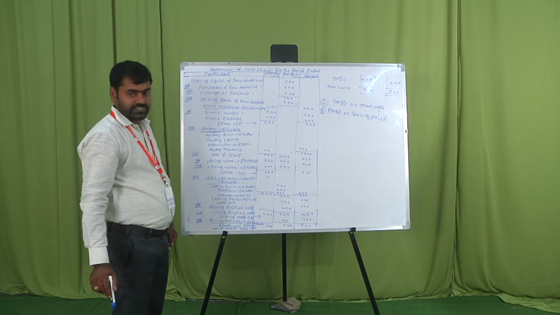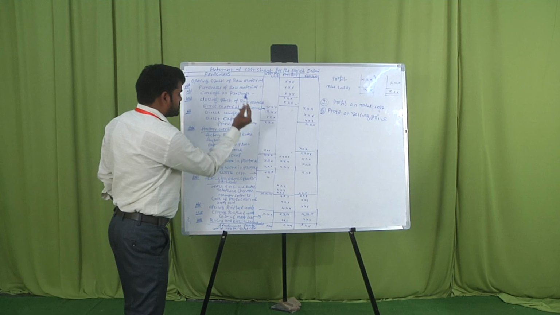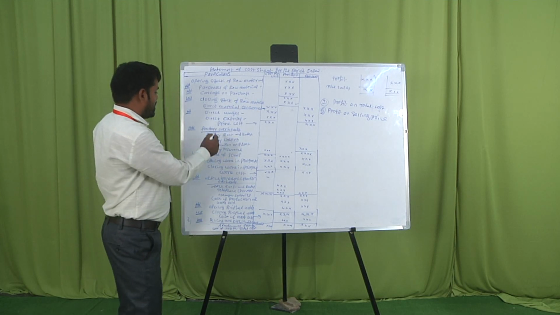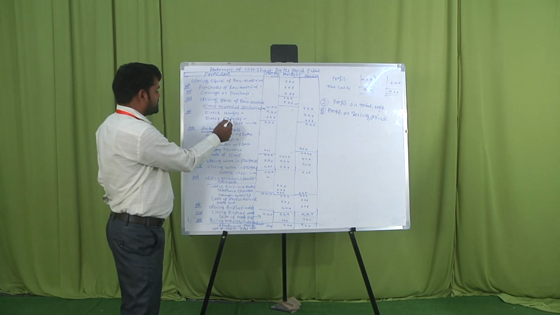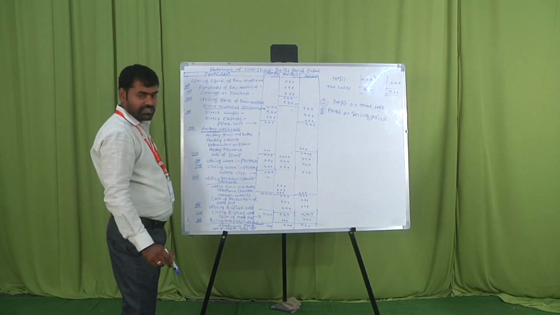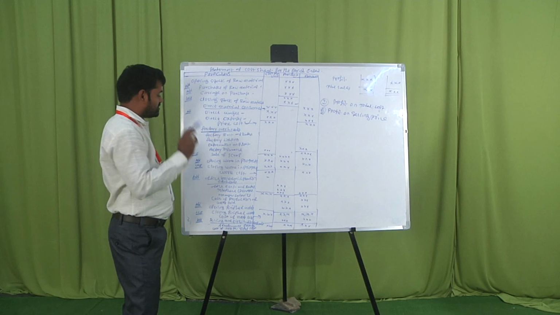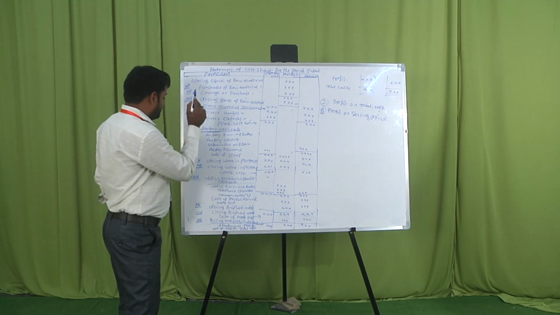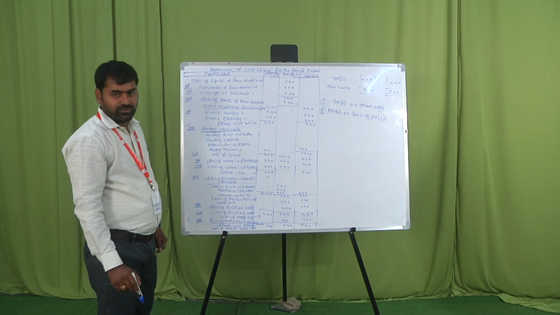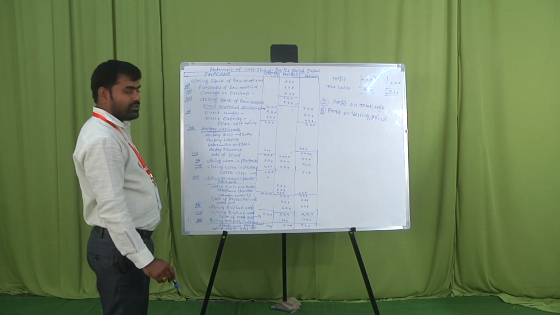Once you get the direct material consumed, you add the direct wages or direct labor charges. Then direct expenses. We add these direct wages and direct expenses to the material consumed, and we get the prime cost. After prime cost, now add factory overheads. Now you start the production.